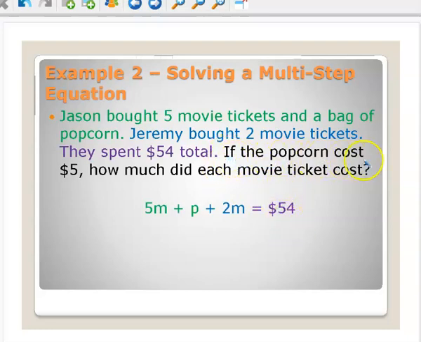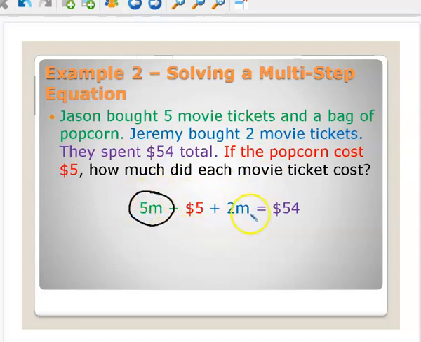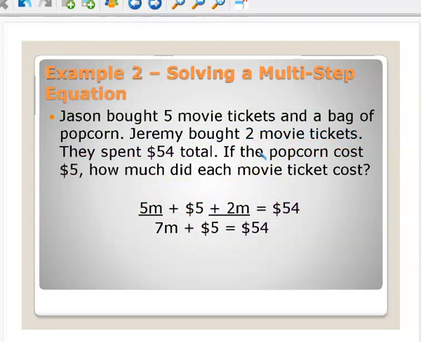In our next sentence, we notice something that's going to help us out, which is that the popcorn is $5. So what we'll do is take this $5 and substitute it in for that variable. And we end up with $5 there. This looks a little similar to that very last example we did. We need to combine terms. Ones that are like the 5m and the 2m. If we do that, we end up with 7m, 7 movie tickets plus the $5 popcorn.